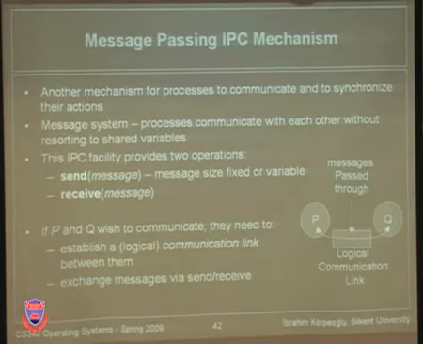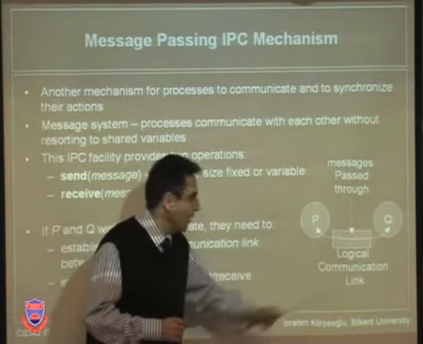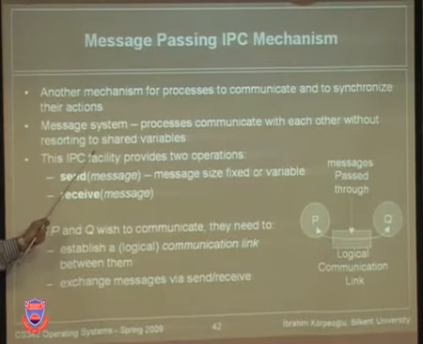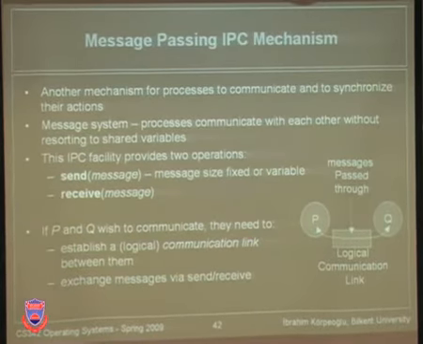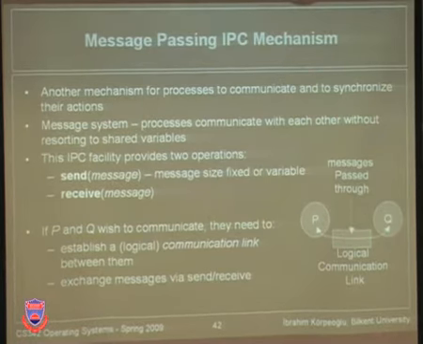Message passing is another mechanism for processes to communicate with each other and to synchronize their activities, okay? For that, the operating system provides a message passing mechanism. The message passing mechanism establishes a communication link between the processes, through which we can send and receive messages. Then we don't need to use shared variables, okay? So without using shared variables, the message passing system allows the processes to communicate with each other.